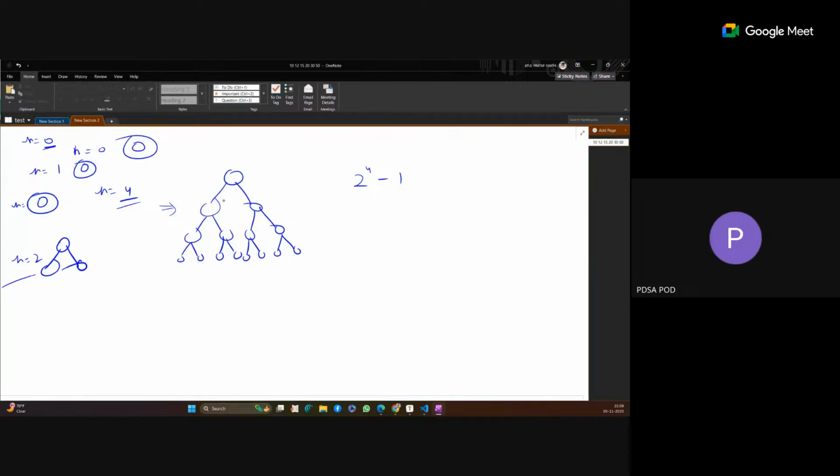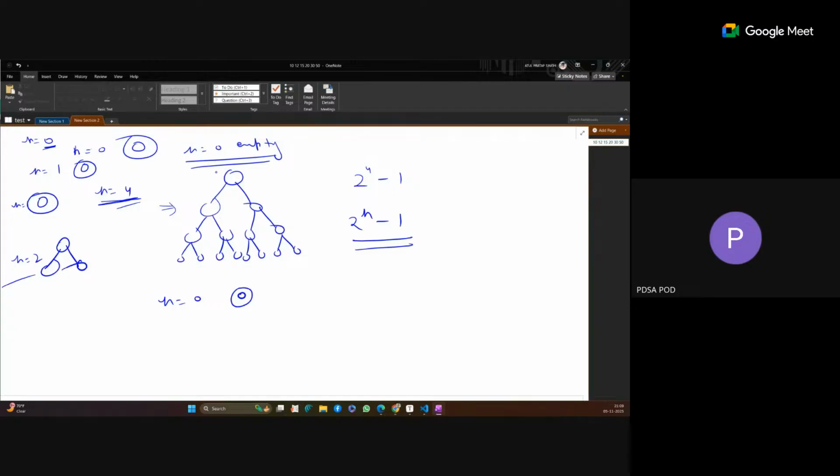Here h equal to 4 is given, and we are considering that height is 0 for empty. Okay, we are considering this situation. So for this, what is the maximum number of nodes possible? We can simply apply 2 to the power h minus 1. If the height convention is given as h equal to 0 for a single node, then you have to modify your formula.